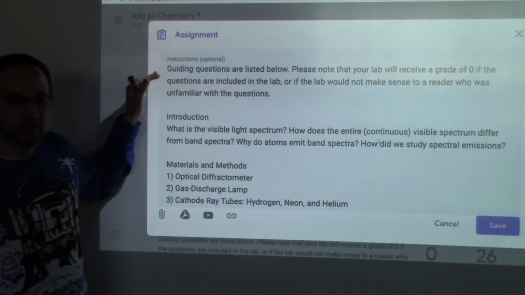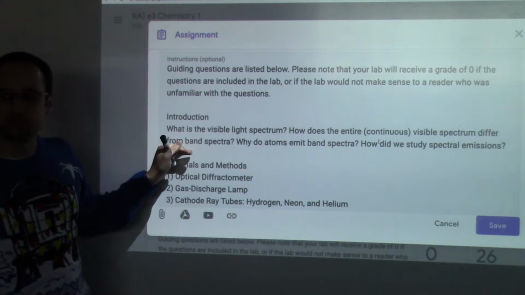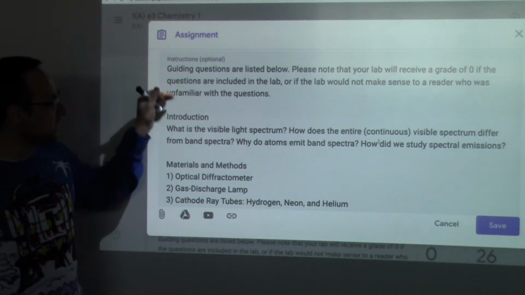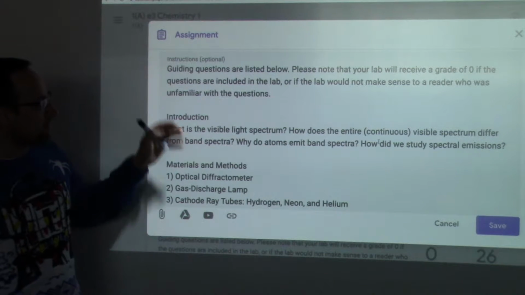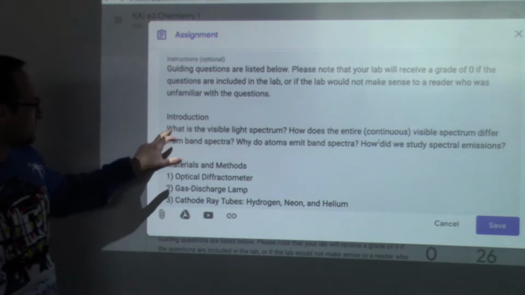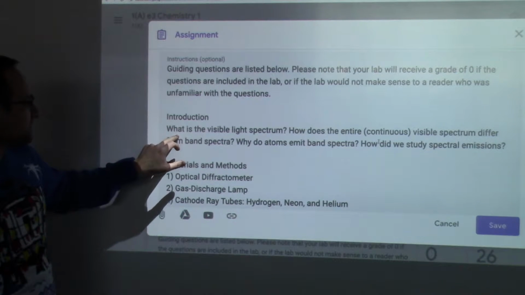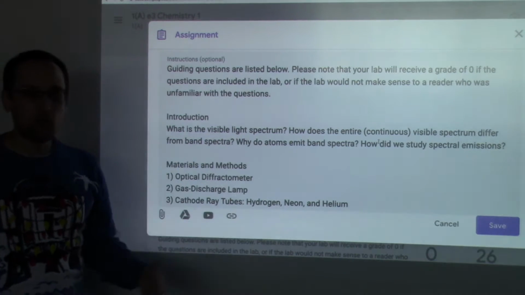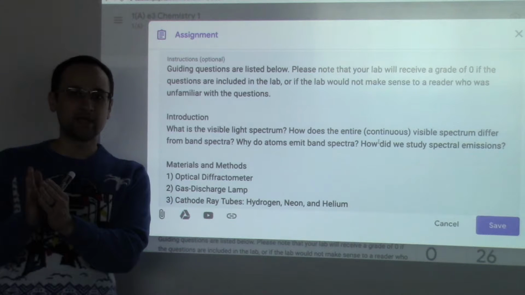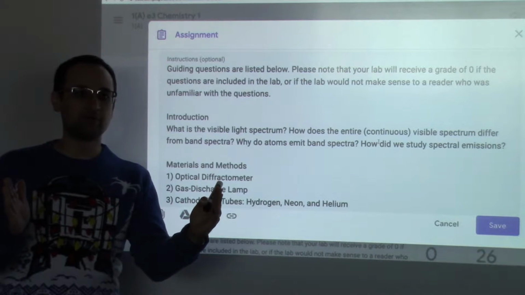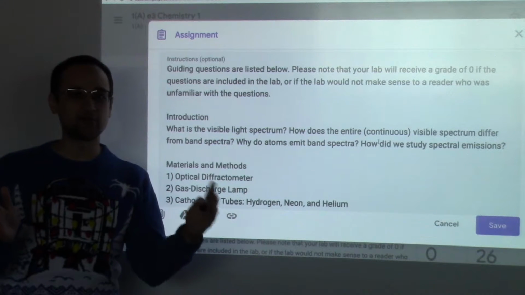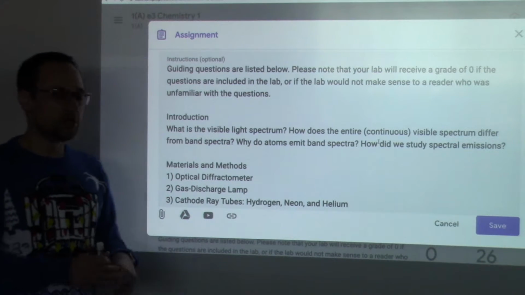As always, this lab report has to be written in paragraph format, not just in bullet points or answers to the questions. And you have to really include a phrasing of the question in your answer to the question. So, for instance, in the introduction, the first question is, what is the visible light spectrum? You don't want to just say something like a continuous spectrum of light between the wavelengths of approximately 430 and 750 nanometers, right? You wouldn't want to say that. You want to describe what it is.